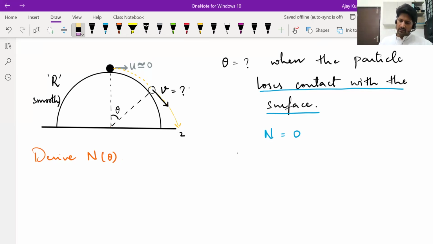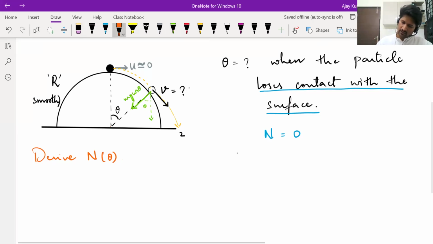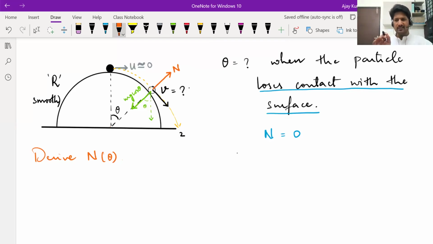Once you derive v, see, mg will be acting this way. Now, if that angle is theta, this angle is also theta, then mg cos theta will be acting towards the center like this, a component of mg cos theta, and normal force will be acting like this. So what we are going to do is centripetal force. Can one of you tell me what is the definition of centripetal force? Or what do we mean by centripetal? I'm not asking for the formula. What do we mean by centripetal force?